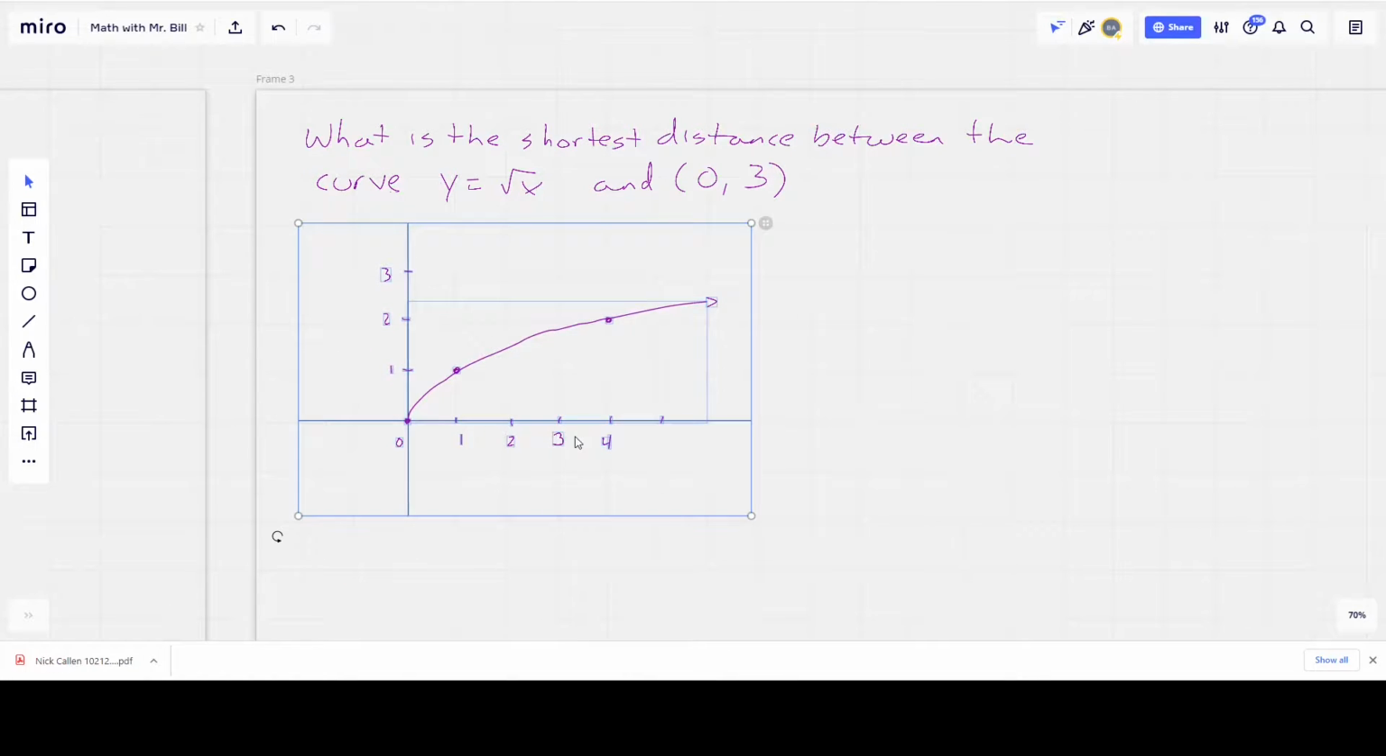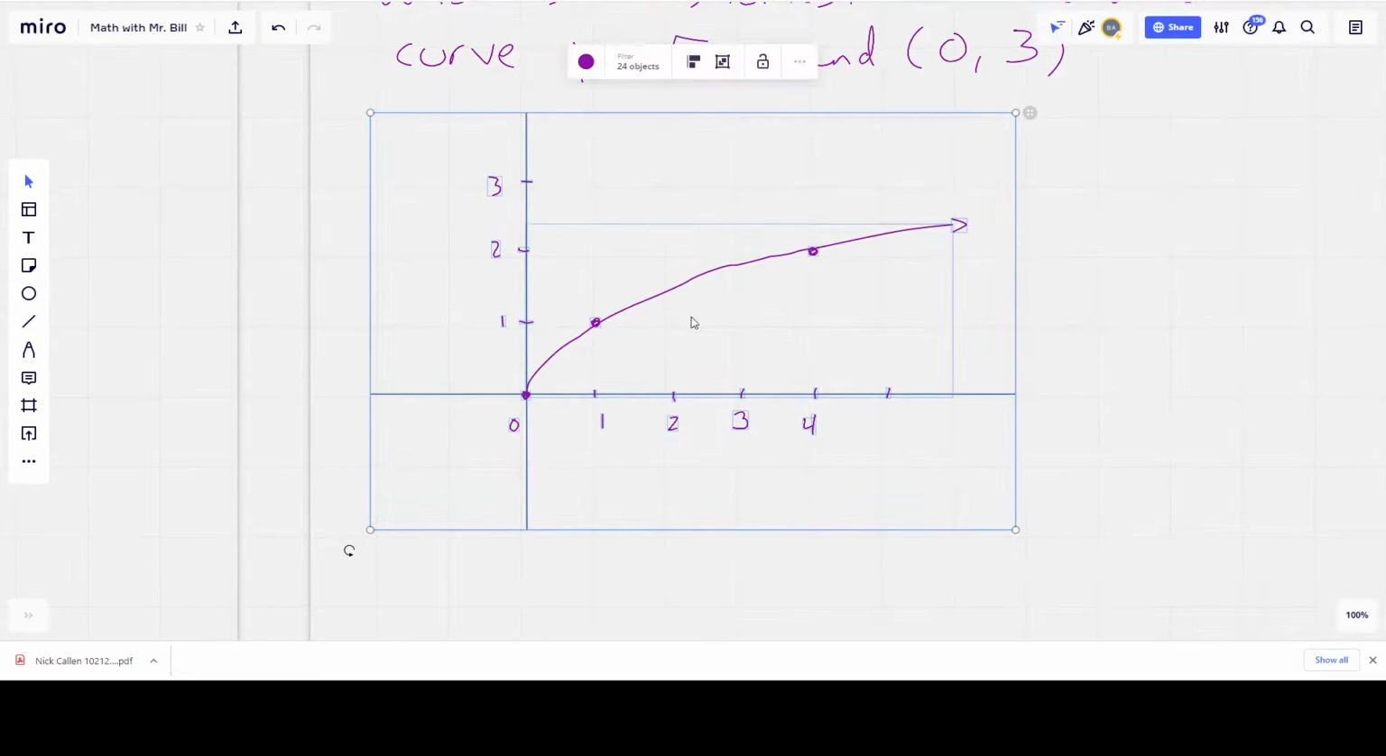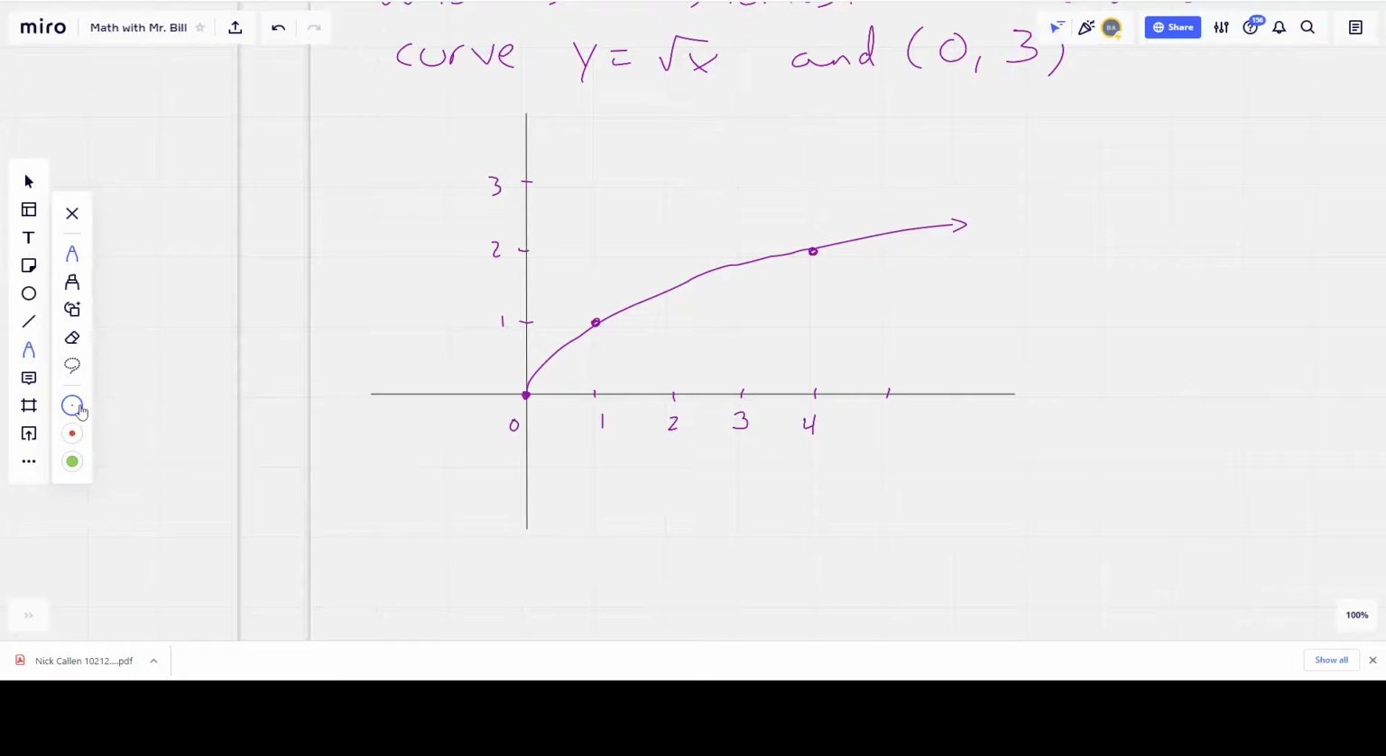Here I've got a coordinate plane with the square root of x drawn in, and then we're looking at the shortest distance to this point right here. We can draw in any sort of distance we want, right? We can go from (0, 3) to (4, 2), or from there to there. But there seems to be a sense that there should be some closest point right here, and we need to be able to find that point.